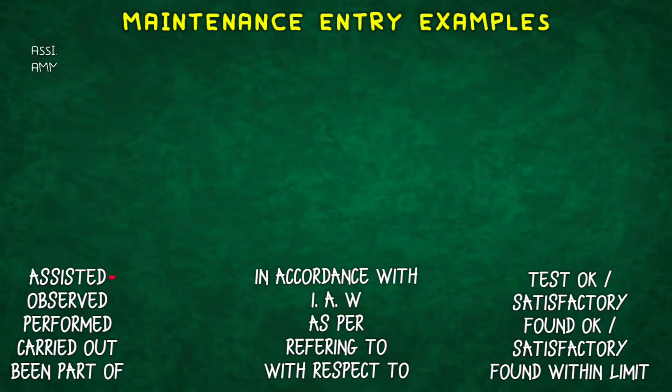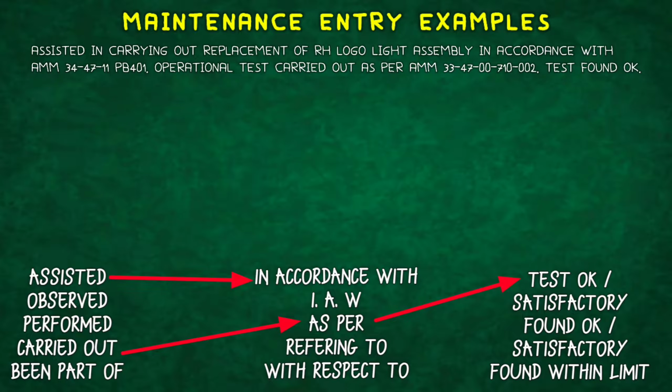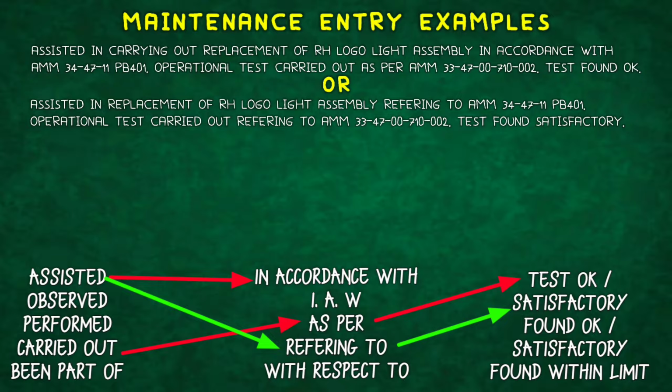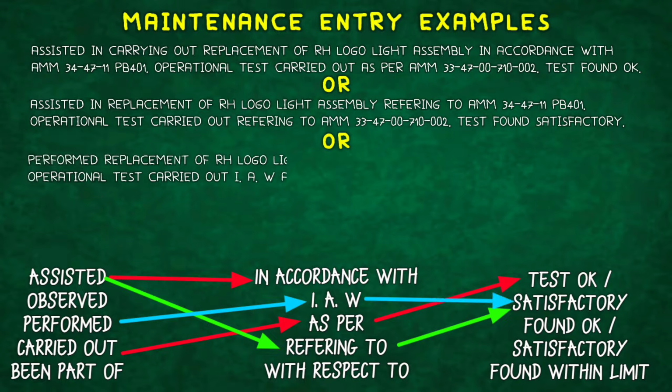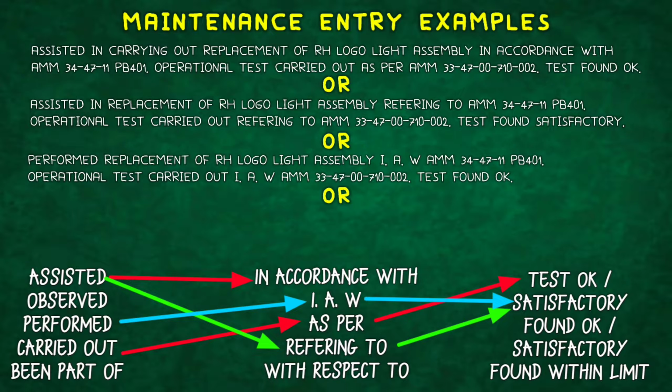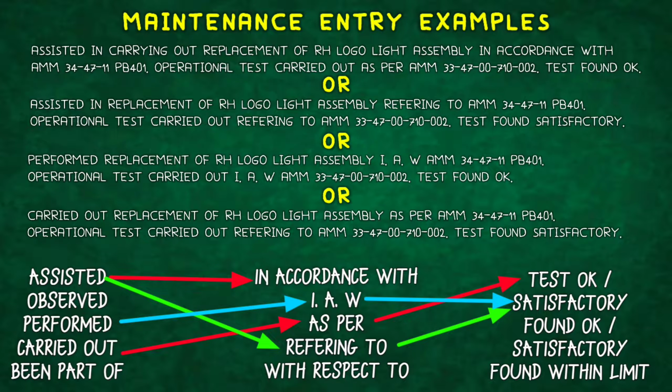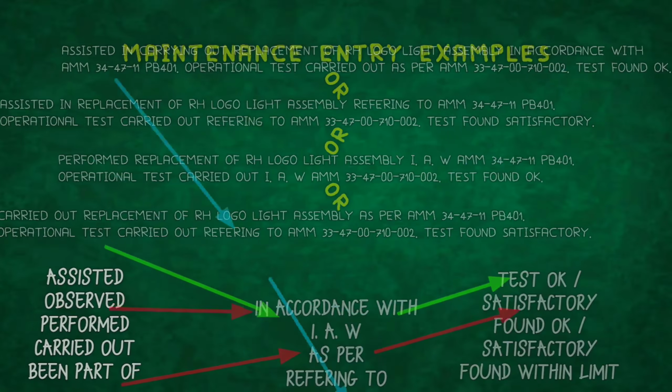Now you will write entry like this: assisted in carrying out replacement of logo light in accordance with AMM so and so. Operational test carried out as per AMM so and so. Test found OK. Or you can write assisted in replacement of logo light referring to AMM so and so. Operational test carried out referring to AMM so and so. Test found satisfactory. Or you can write performed replacement of logo light or carried out replacement of logo light in accordance with, as per AMM, referring to AMM, with respect to AMM so and so. Test found OK or test found satisfactory. So all this combination you can use in your entry.